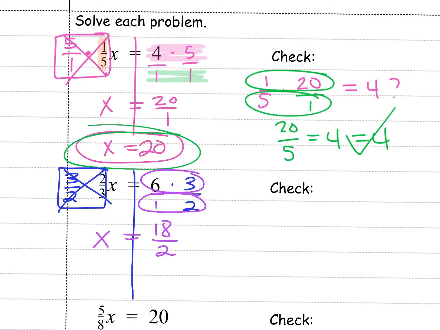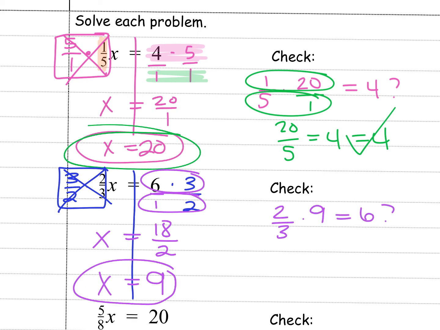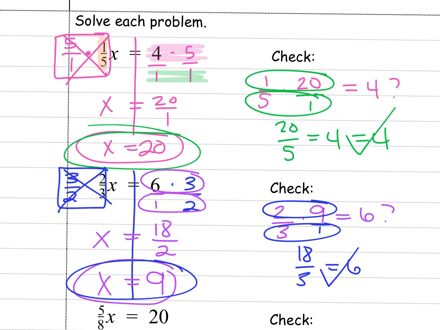Well, I know 18 and 2. 2 goes into 18 evenly. X equals 9. But let's go ahead and check to make sure I did that correctly. 2 over 3 times 9, is that going to equal 6? Make my 9 a fraction. 2 times 9 is 18. 1 times 3 is 3. 3 goes into 18 6 times evenly. It works out. X equals 9.